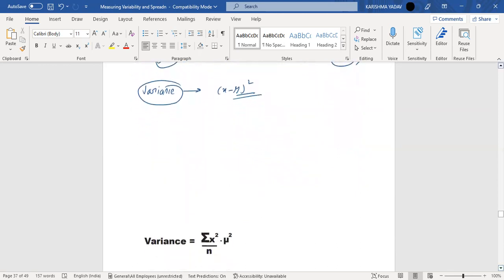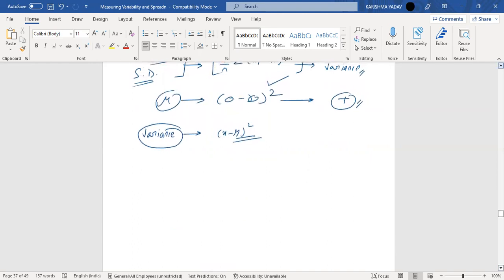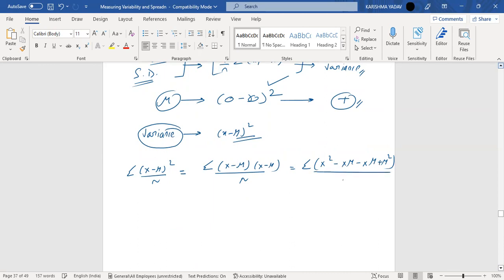We have the formula for the variance like here, that is sigma (x minus mu) whole square divided by n. Okay, that is equal to sigma, now I can write it like (x minus mu) times (x minus mu), divided by n, right? And that is equal to, let's multiply these. This will be x square minus x mu minus x mu plus mu square, divided by n, right?